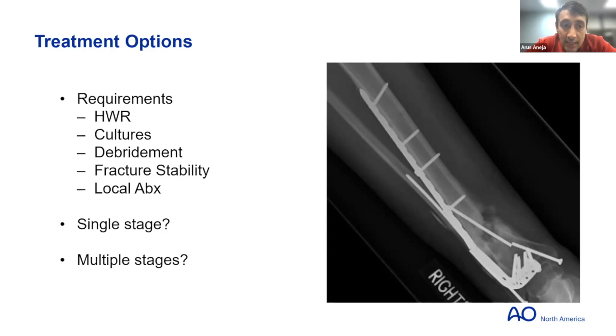And then once I remove the hardware, we all know that we need to provide some sort of fracture stability, because that provides a better biological environment, because instability only propagates infection. And then I love the topic of local antibiotics. I think that's extremely powerful and useful, especially with some of the limitations of IV antibiotics, particularly in an area that's been previously traumatized. The big question is to do this in a single stage versus multiple stage.